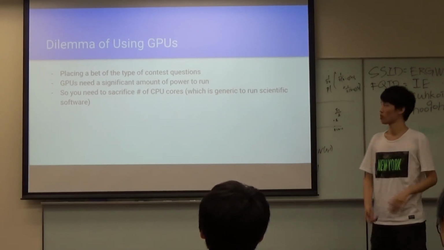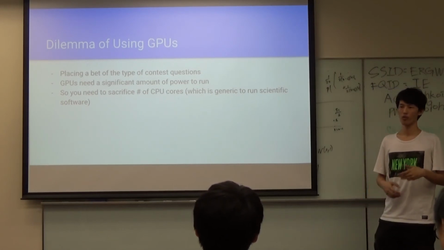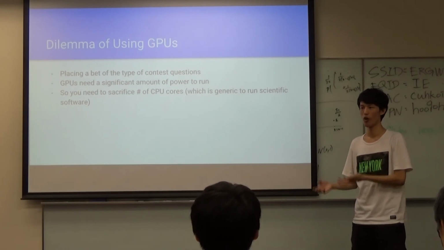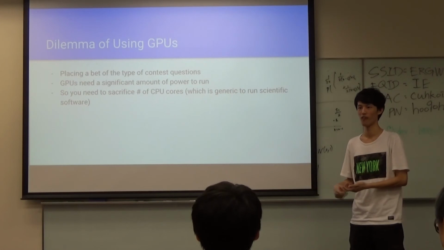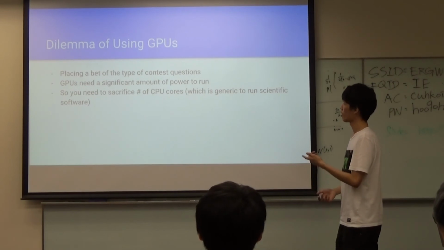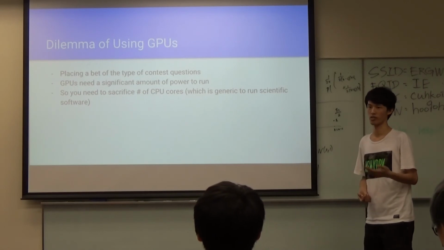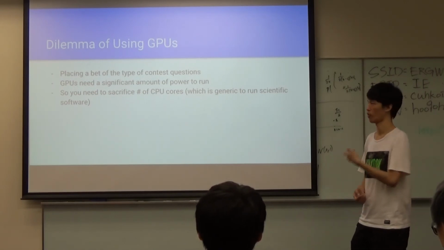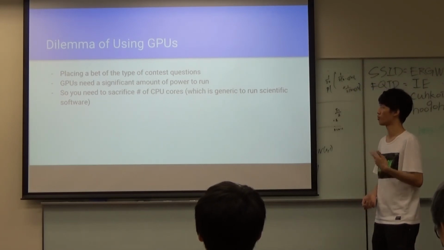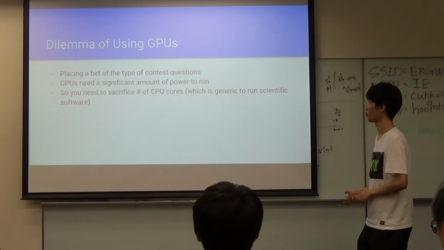And then there's a dilemma of using GPUs. It's actually placing a bet on the type of contest questions, because some contest questions announced may not have GPU code. So if you install the GPU on your cluster, you just cannot take it back after the final round starts. But before the final round starts, you don't know the final round questions. And GPUs need a significant amount of power to run, and even when they are idling, you still need to spend some power on those idling GPUs. So you're basically sacrificing the amount of CPU cores to feed some idling GPUs in this case.